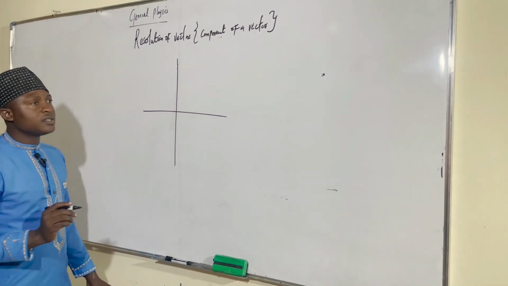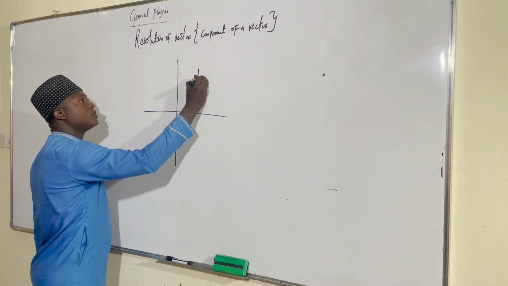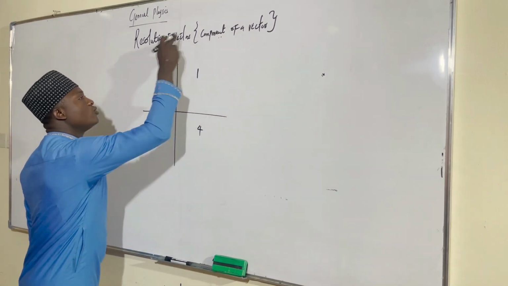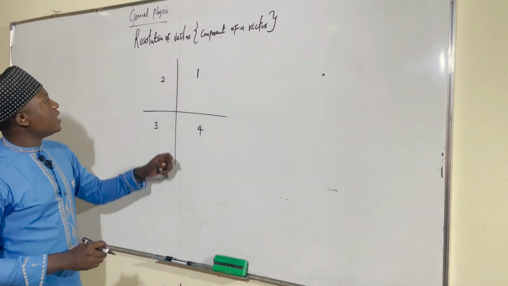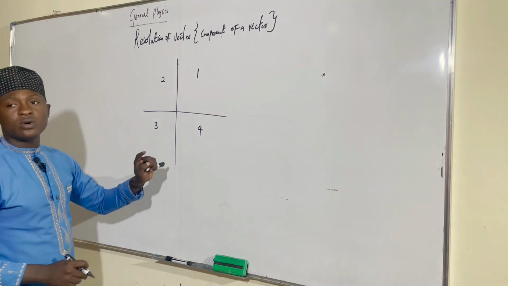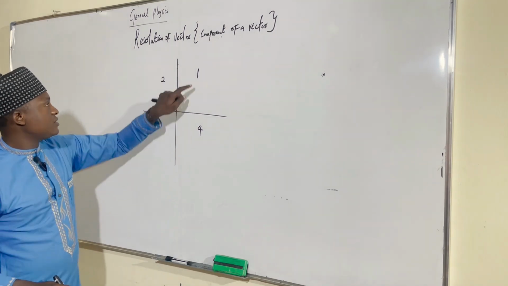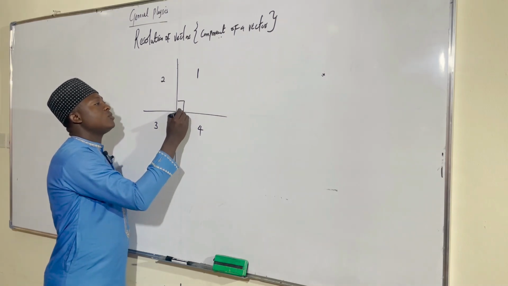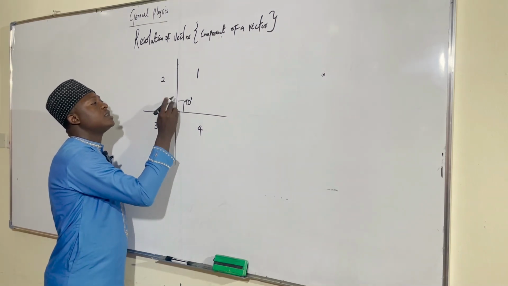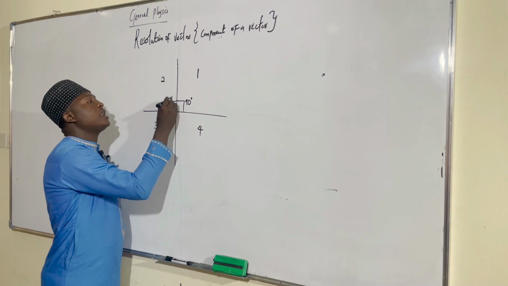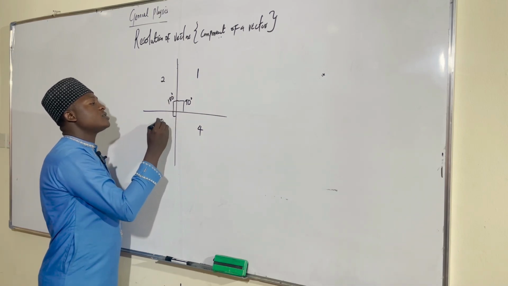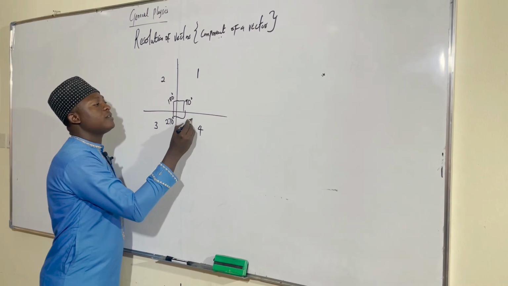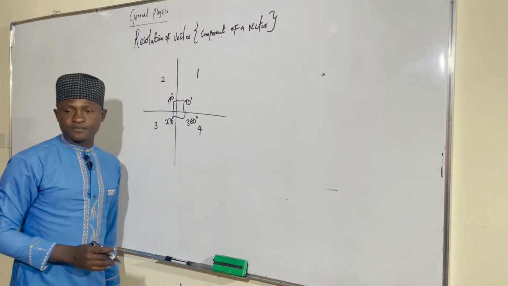Now, you see, the quadrant is like this. That means there are 4 quadrants: first, second, third, and fourth. I normally read the quadrants anti-clockwise, just like this one. You can see it's not this way. The angle we have here is 90 degrees. 90 plus 90 is 180 degrees. 180 plus 90, and we have 270 degrees. 270 plus 90, and we have 360 degrees.